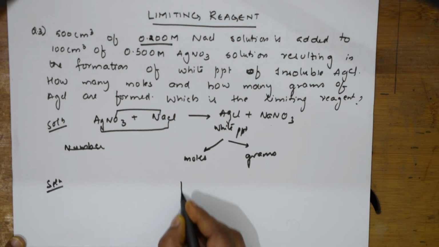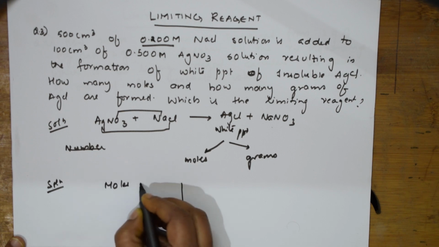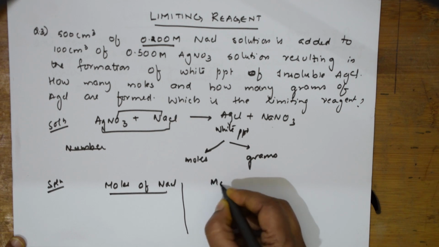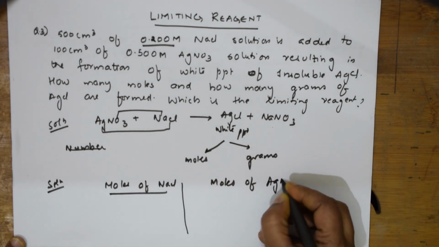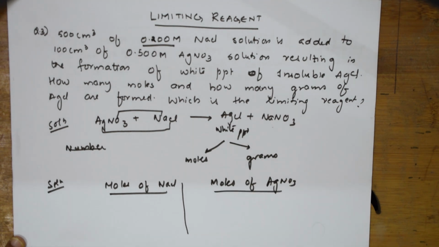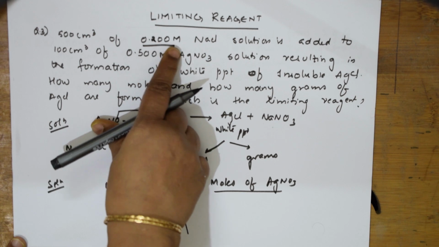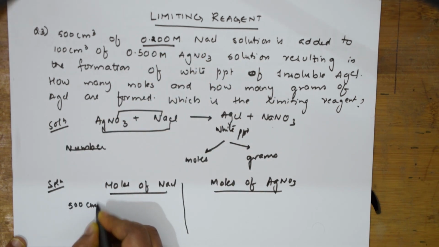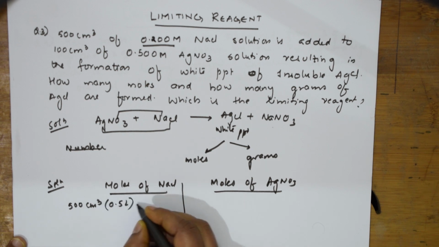First of all, divide the page into two equal halves. In the first half, we'll calculate moles of NaCl. In the second, we'll calculate moles of AgNO3. Now how much did they give me? They've given 500 centimeter cube of 0.2 molar NaCl. What is 500 centimeter cube? It is nothing but 0.5 liters, isn't it?